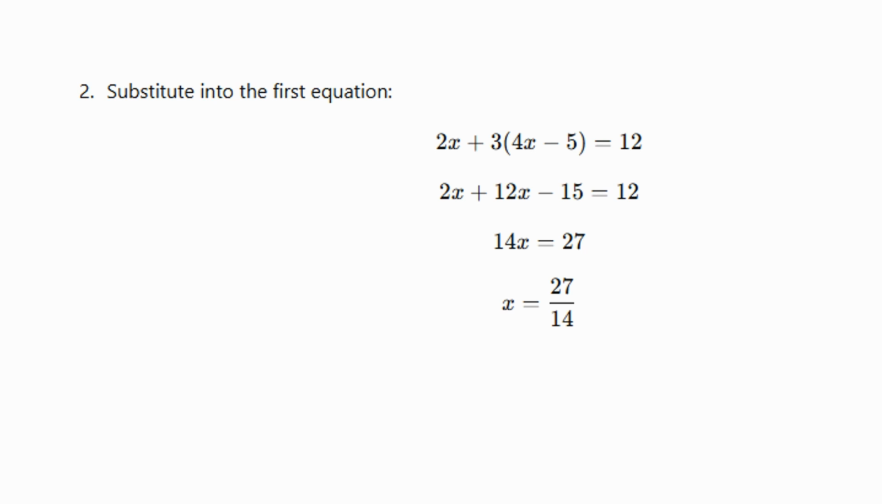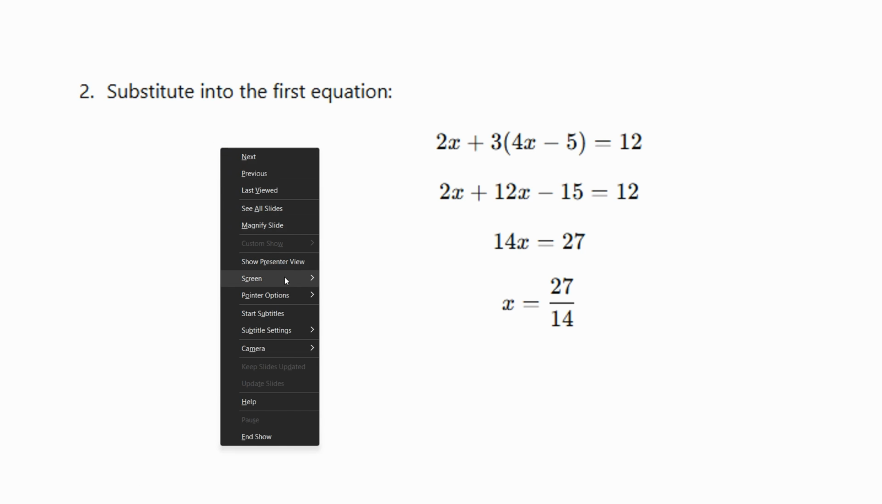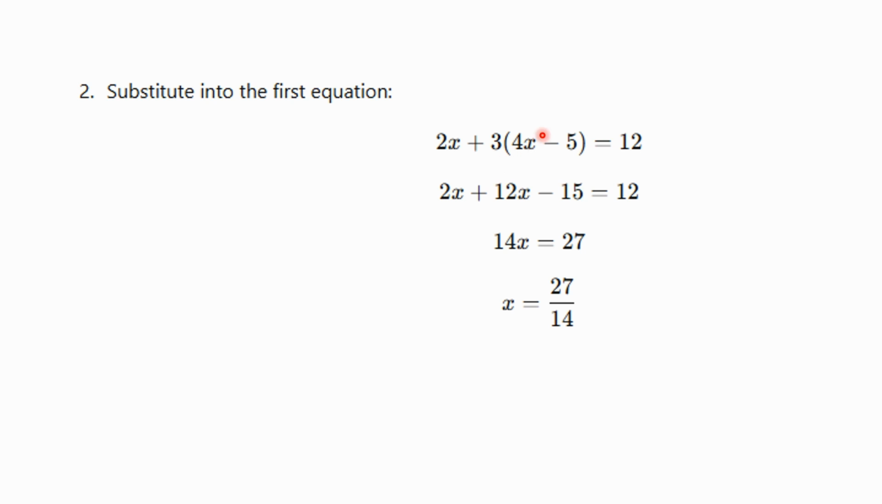All right, and then step number 2, we want to substitute that y back into the first equation. And so we said that y was equal to 4x minus 5 right here. So in the first equation, which was 2x plus 3y equals 12, we're just substituting 4x minus 5 for y. And so when we do that, now we're just going to have an equation in terms of x. So we're left with 2x plus 12x because 3 times 4x is 12x, and then the 3 times the minus 5 would give us minus 15, and then that equals 12.